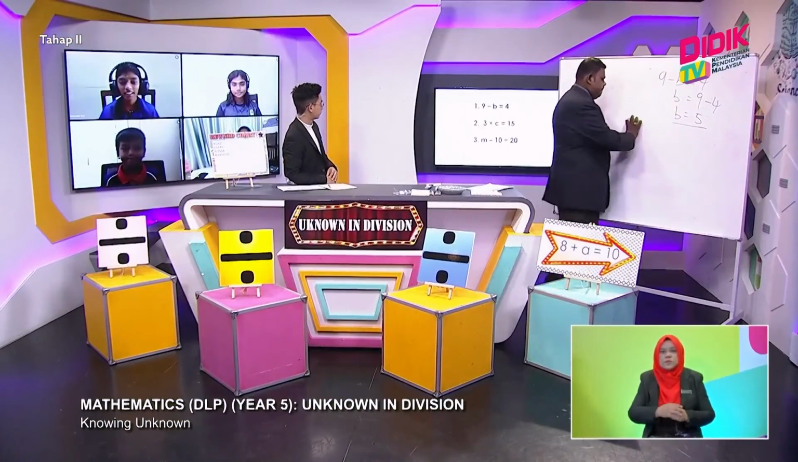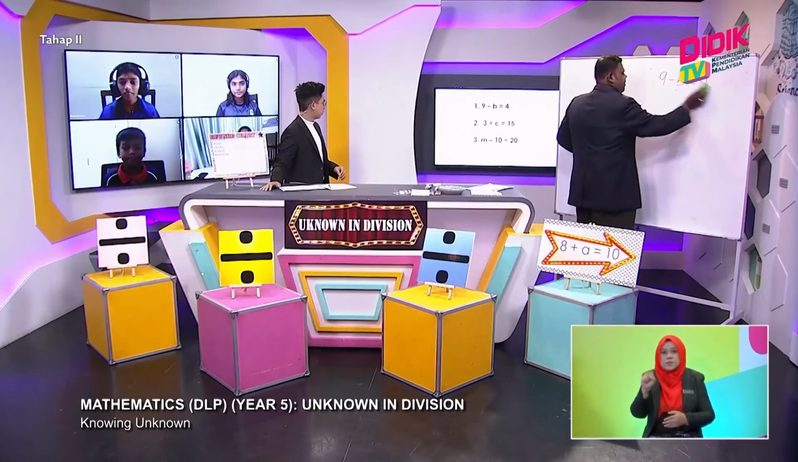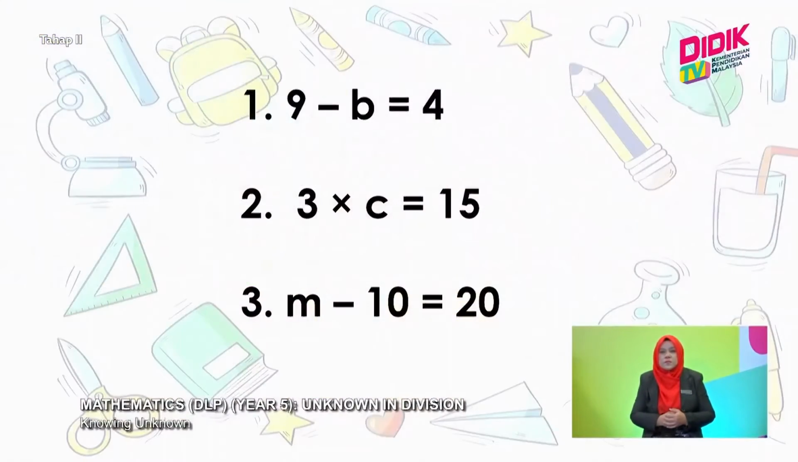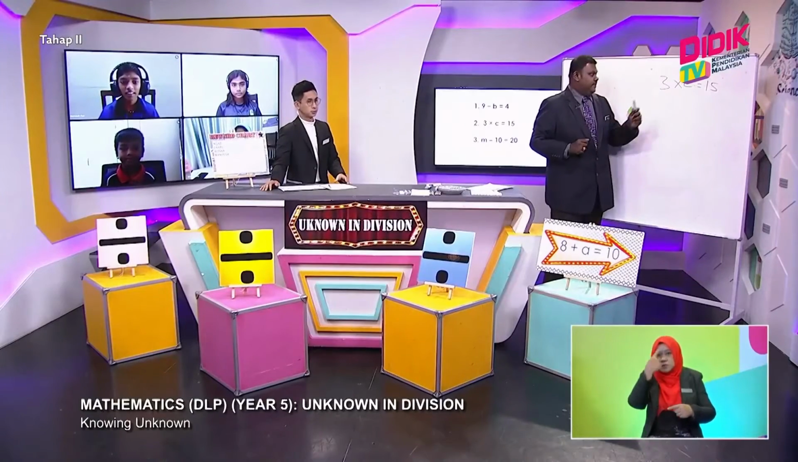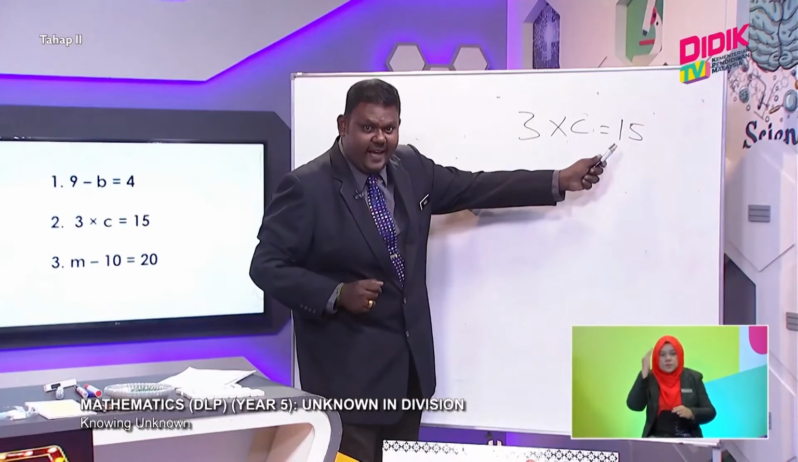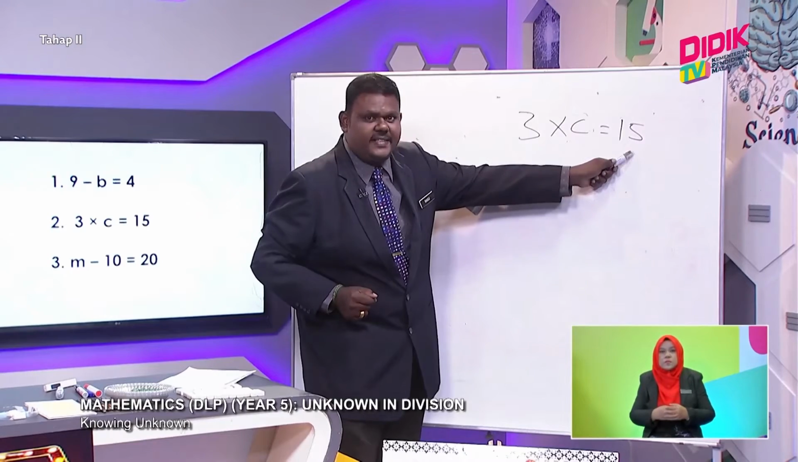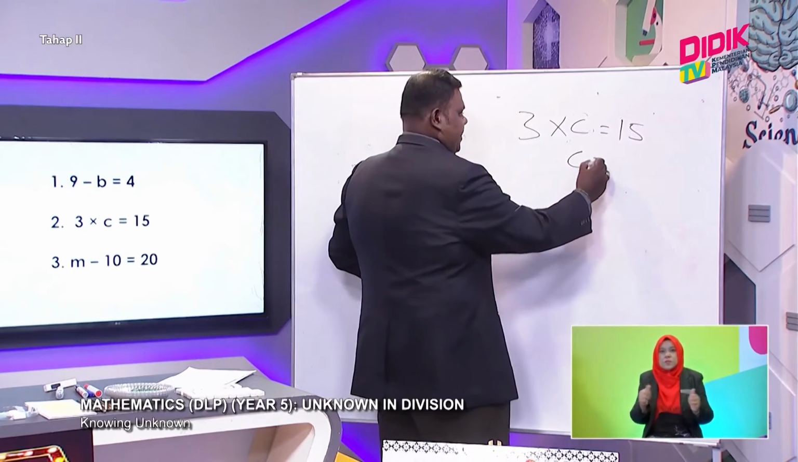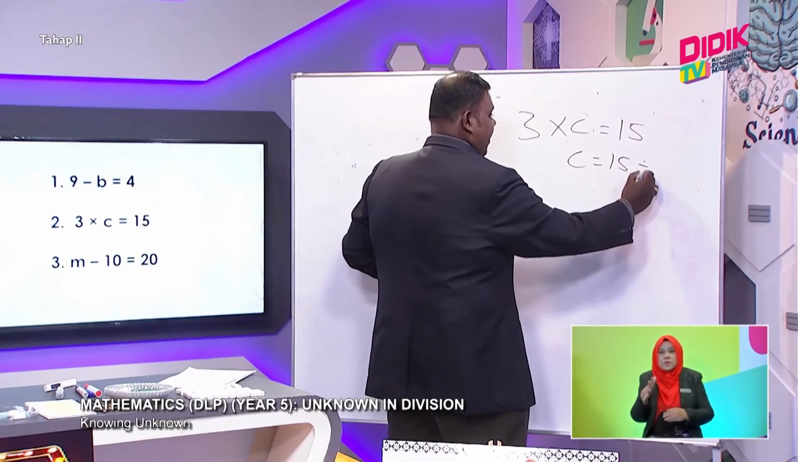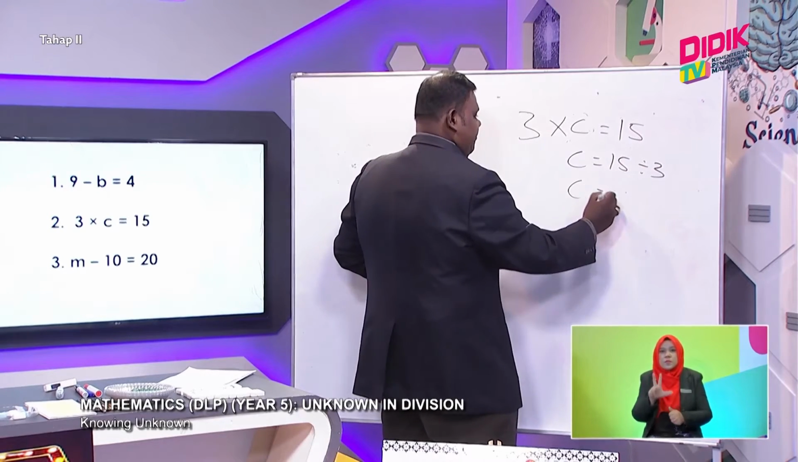One more question. The next one is using multiplication. Can you read the question for me, Chris? 3 times C equals 15. In multiplication, if you want to find the unknown number, the biggest number is the answer. So you take the answer and divide by the other number. To find C, we take 15 and divide by 3. So 15 divided by 3.